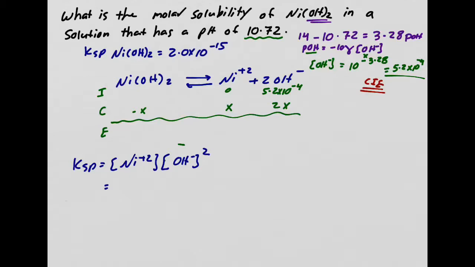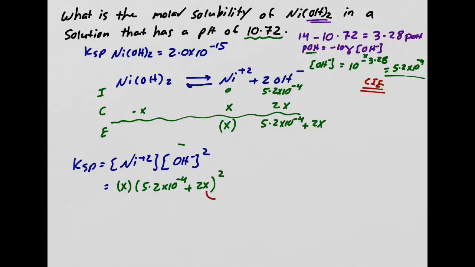All right, so nickel, that would be x. That's going to be my x at equilibrium. And hydroxide would be 5.2 times 10 to the minus 4 plus 2x. Let's not make the same mistake here. Times 10 to the minus 4 plus 2x, and to the power of 2. That doesn't change. This one here is the hydroxide concentration. You still have to do it to the power of 2.